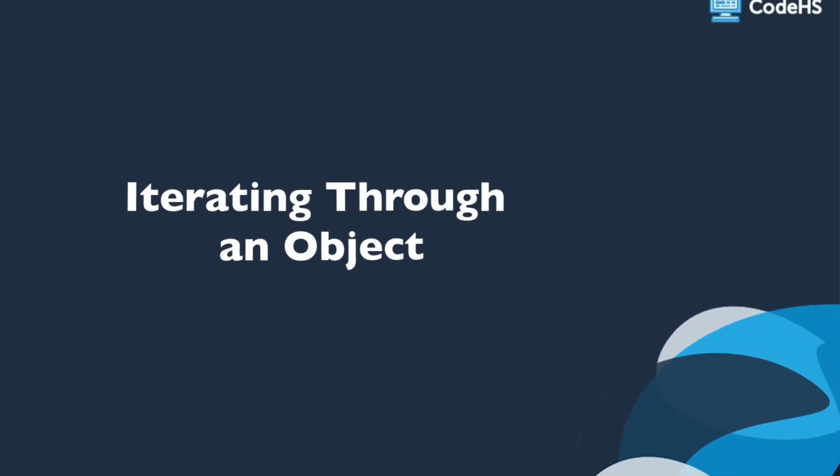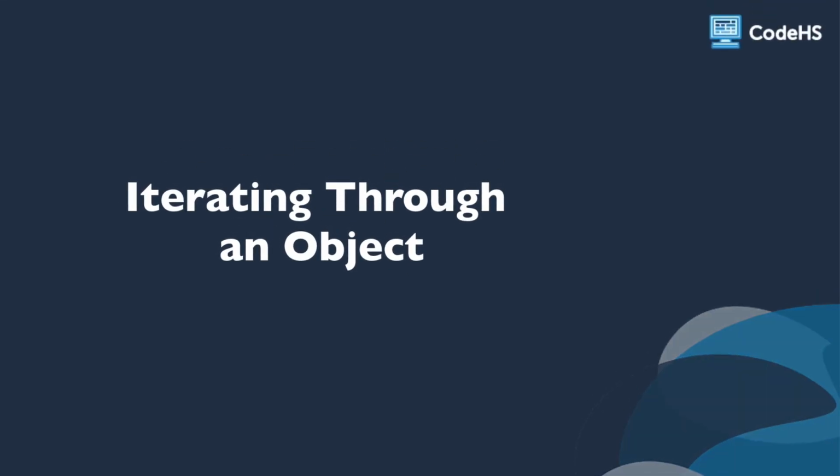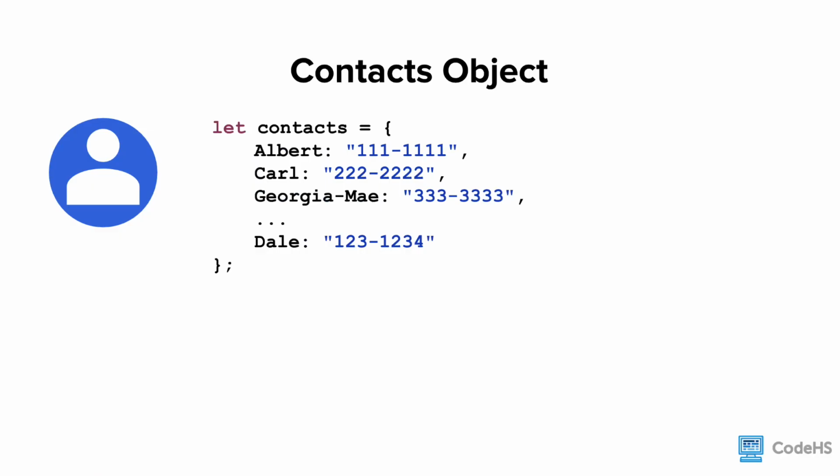Hi! In this lesson, we'll talk about how you can iterate through the data that is stored in each object. Here we have a phone contacts object with key value properties of the contacts' names and phone numbers. Let's say there are over 200 contacts in there. What if we want to see if a particular contact is in the object?